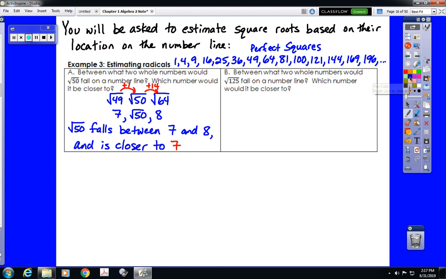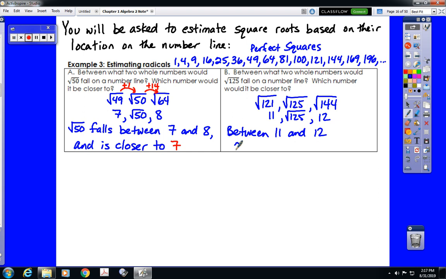Same thing for part B. We take that 125, we go up here to our list and we find where that falls. That falls between 121 and 144, which means it's between 11 and 12. So we would say between 11 and 12, and it is closer to 11 because this is only a difference of 4 and this is a difference of 19. So that's how we do that kind of problem.